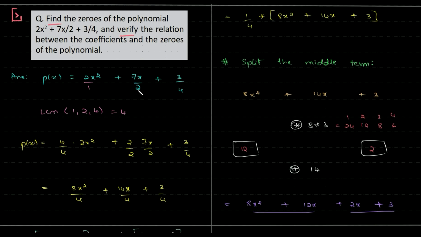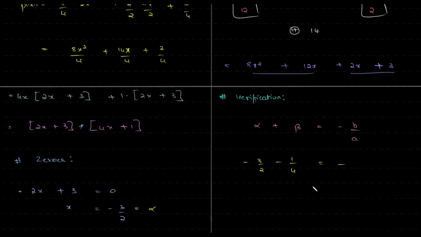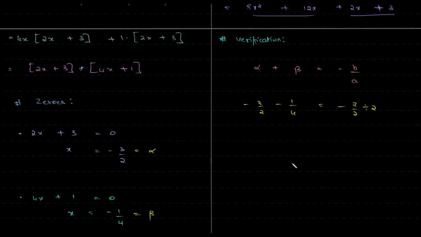Clearly b here is 7 by 2 and your a is 2. So 7 by 2 getting divided by 2. So the LCM here is 4. So this is 6 minus 7 by 4. And this is clearly minus 7 by 4 again.